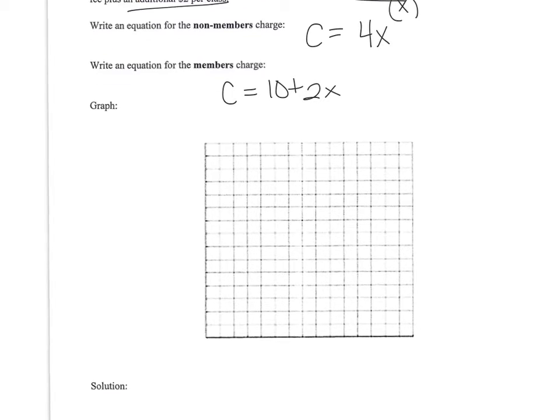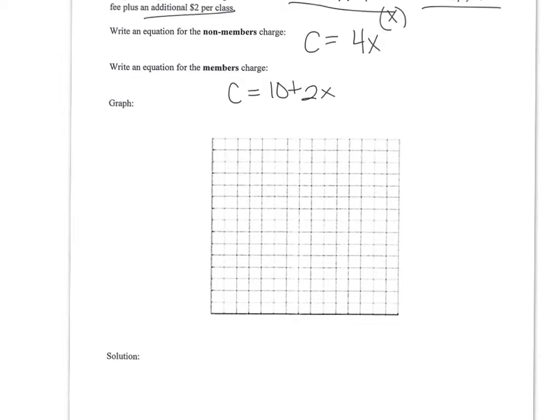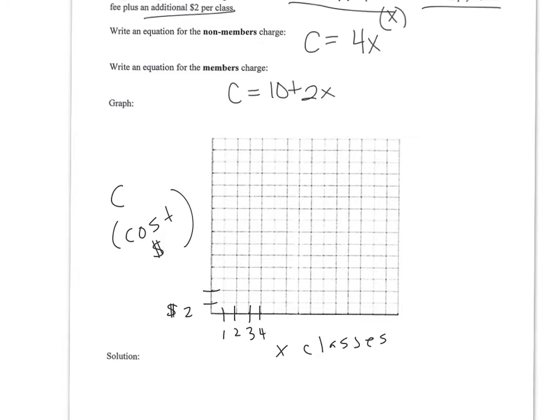So what you want to do to solve this by graphing is you're going to label x classes, and you're going to graph C, which is the cost in dollars. So cost depends on the number of classes you take. That's why I put cost going up and down and classes going side to side. So my classes, I'm going to go up by 1, 2, 3, 4, etc. And then cost, I'm going to go up by $2. So this will be $2, $4, 6, 8, 10, 12, 14, 16, 18, 20, 22, 24, 26, 28, 30.